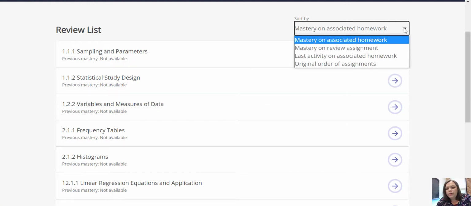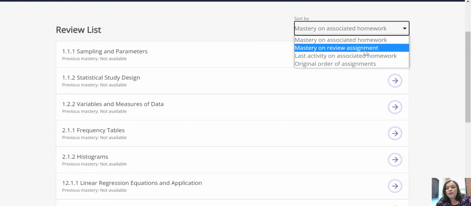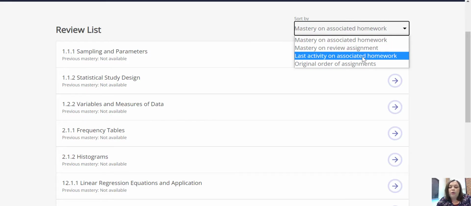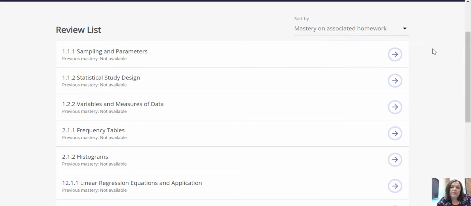initially set to organize itself based on the mastery on associated homework. So it's organizing it to give you what you need to master that you haven't mastered yet first, so that you make sure you're covering that. You can also organize it by mastery on review assignment. As you work through the review assignment, I think it reorganizes things. You can organize it with the last activity on associated homework or the original order of the assignments, and it's up to you. You don't have to work on it in any order.